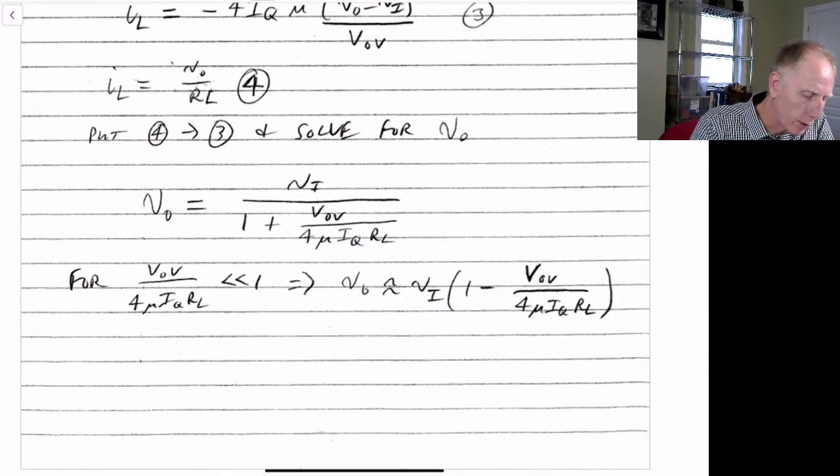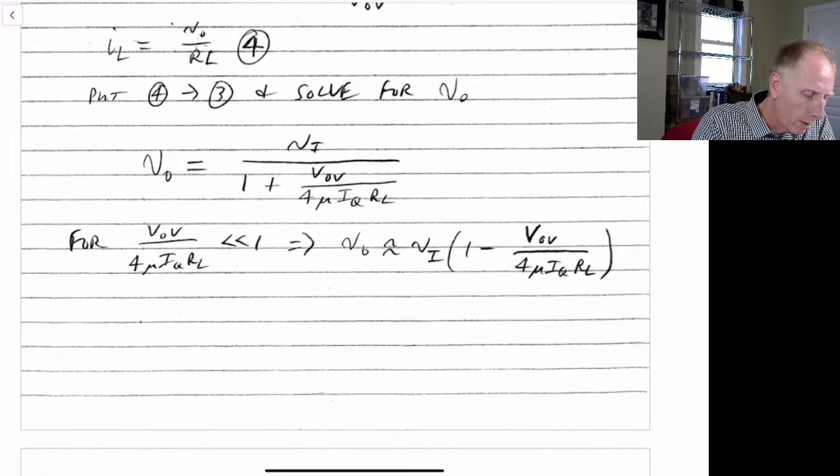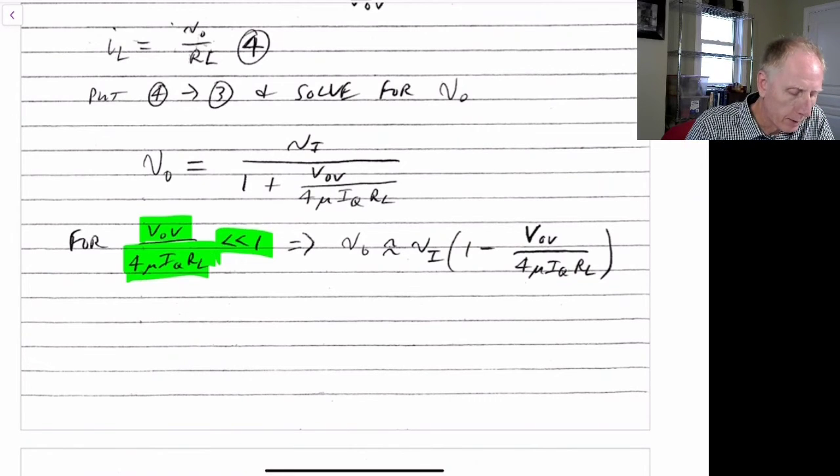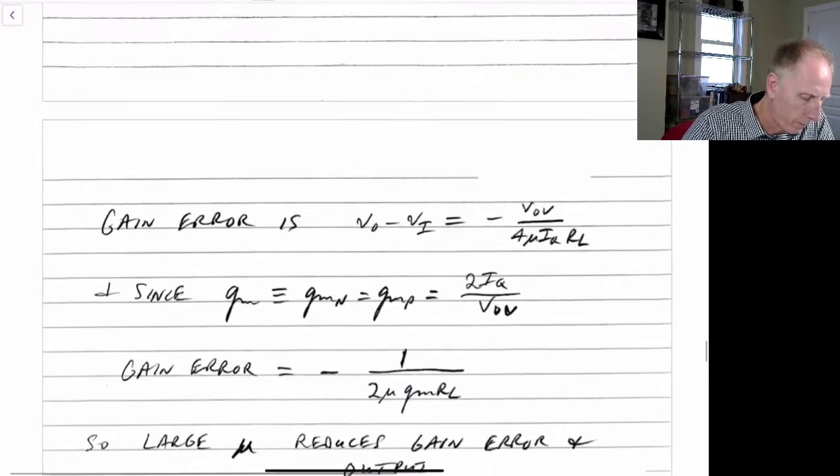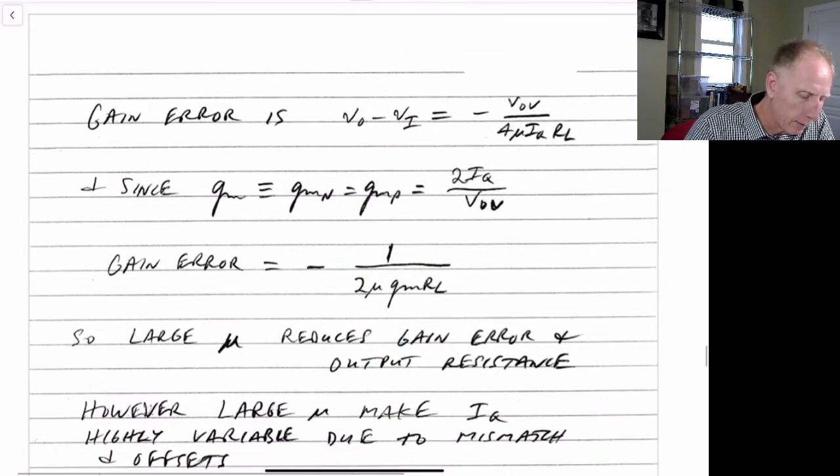Though if the V overdrive is changing, we should point this out, V overdrive can change as the currents are changing. So as the currents are changing, the V overdrive is changing, that will cause some distortion in this circuit, or in this equation. If we assume that V overdrive divided by this term is much less than 1, then we can say that VI divided by 1 plus X is approximately equal to just VI times 1 minus X. So we can make this simplification. The V out is just VI times 1 minus this term over here. So our gain error that we get, V out minus VI, is given by this term here.